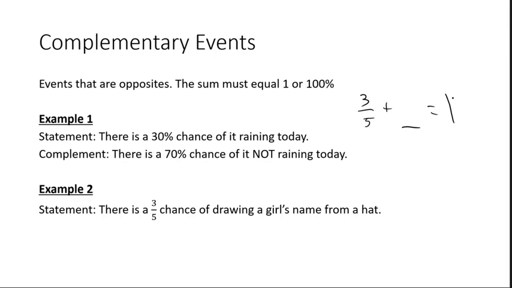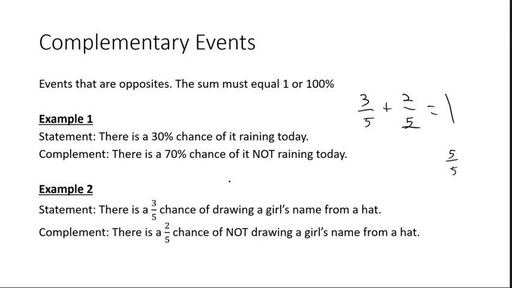Well, 1 is the same thing as 5 over 5, right? So 3 over 5 plus what would give you 5 over 5? Well, 3 plus 2 would give you 5. So if we do 3 over 5 plus 2 over 5, that gives you a total of 5 over 5, which equals 1. So the complement would be that there's a 2 out of 5 chance of not drawing a girl's name from a hat, which again would be the same thing as a chance of drawing a boy's name. All right, so that's the complement in this case. So the complement must always equal 1 when you add them, or 100%.